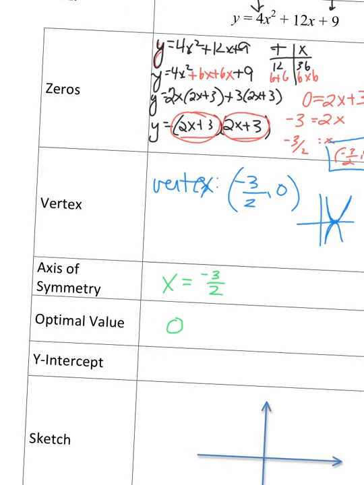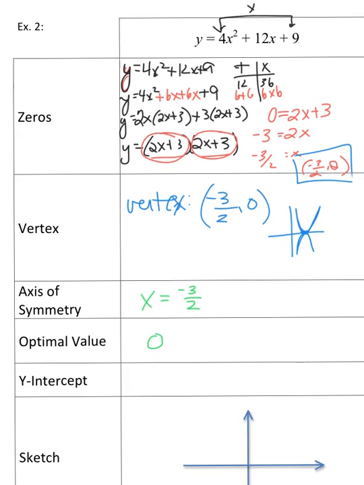I want to look back up to my original equation, and I'm going to plug in zeros for the x's this time. So if I say y equals 4 times 0 squared plus 12 times 0 plus 9, take a look what happens. This is going to go to 0, that's going to go to 0, and we'll be left with the 9 only. So when x is 0, y is 9.